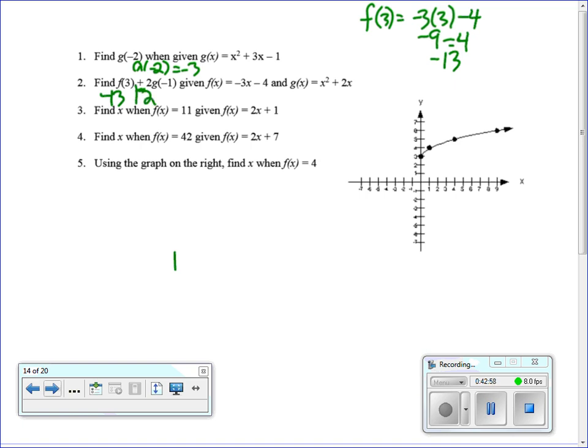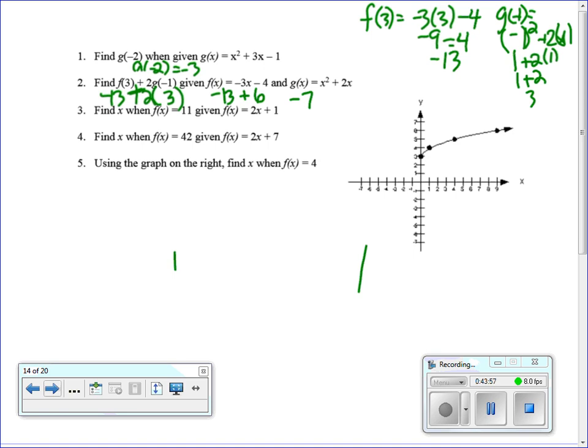Plus 2 times whatever g of negative 1 is. So come over here, do g of negative 1. Okay, well, g of negative 1 would be evaluating g of x for negative 1. So instead of x squared plus 2x, you're going to have negative 1 squared plus 2 times negative 1. Negative 1 squared is 1, plus 2 times 1, which is 2. 1 plus 2 gives you 3. So what you have is negative 13 plus 2 times 3. And then you would simplify that. So 2 times 3 is 6. 6 plus negative 13 gives you negative 7. So when you evaluate it, this would give you negative 7.